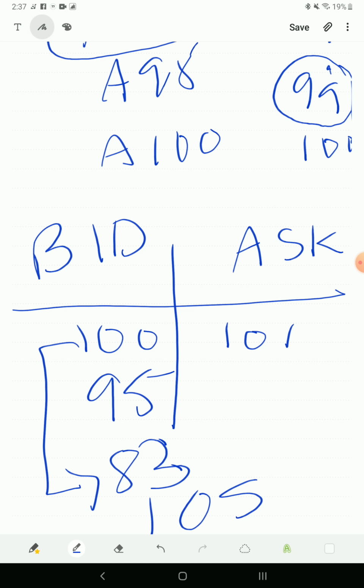Or I'm not talking about a limit order. Let's just say it was a market execution instead, okay? If it was a market execution, it would then automatically execute at 83, right? That would make sense.